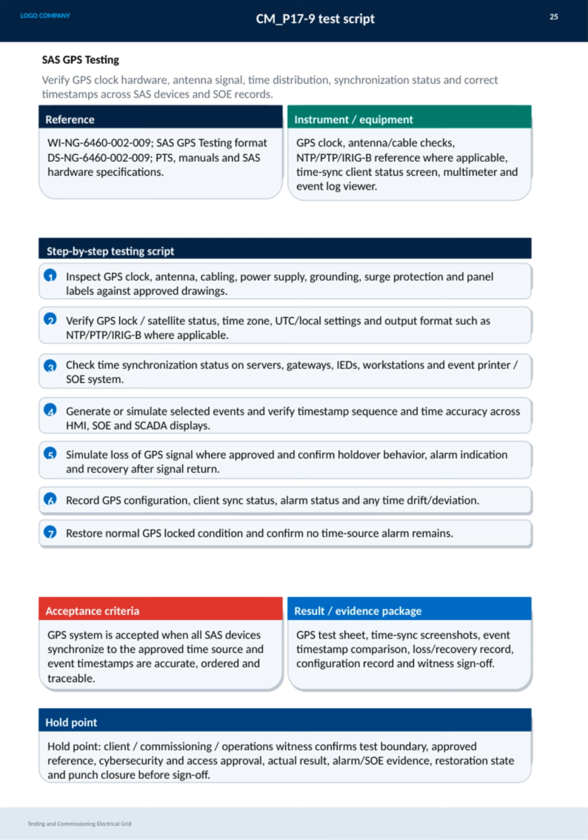All configuration data, alarm status, and any time drift are carefully recorded. Finally, we restore the GPS lock state and verify that no alarms remain. Acceptance requires all SAS devices to synchronize perfectly with the approved time source, ensuring all event timestamps are accurate and traceable. Documentation includes test sheets, screenshots, event comparisons, and witness sign-off to close the verification process. This procedure ensures robust time synchronization essential for reliable grid operations.